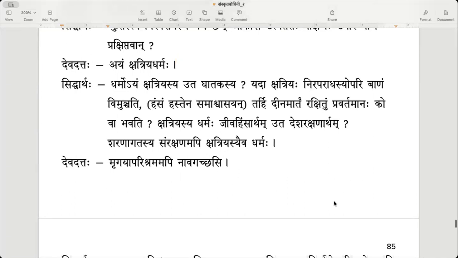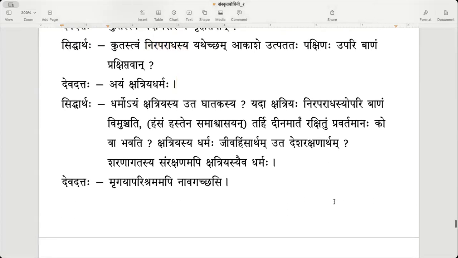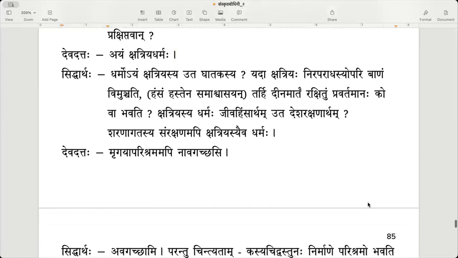Sambodhana. Kshatriya dharmaha. This is the dharma of the kings or kshatriyas. Dharmoyam kshatriyasya uta ghatakasya, yada kshatriyah niraparadhasya upari banam vimunchati hamsam hastena samashwasayan. He consoles the swan in his hands, with his hands. Tarhi dinam artam rakshitum pravartamanaha kova bhavati. Kshatriyasya dharmaha jiva himsartham uta desha rakshanartham sharanagatasya samrakshanam api kshatriyasya eva dharmaha. Is this dharma of yours that of a kshatriya or a killer? A warrior or a killer? Whose dharma is it?